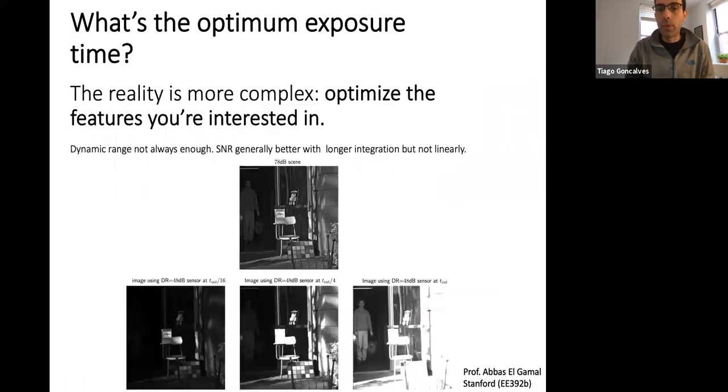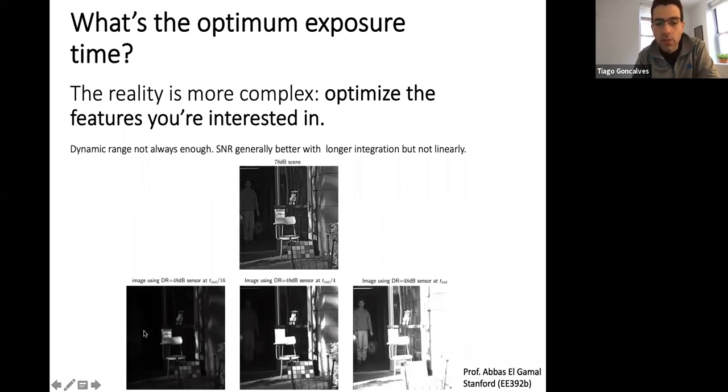So did that make sense? So now, the reality is a lot more complex because in fact, the dynamic range of your sensor is not always enough to see all the features that you're interested in. And you need to optimize whatever image you acquire for the features you're interested in. And I found this on the internet from a course at Stanford. This is an example of an image taken with a high dynamic range sensor. And this is an example of the same image using different integration times. So this is 1/16, 1/4, or the full integration time.